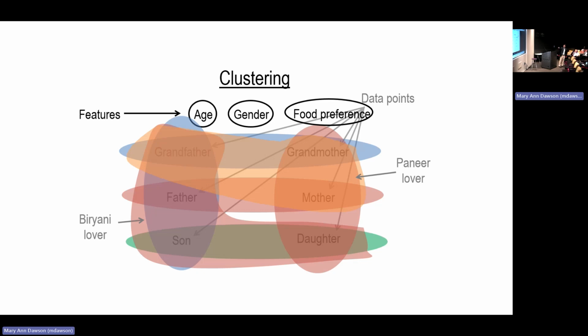How many features? 3 features. Assume age, gender, and food preference, and assume you have 6 points: grandfather, grandmother, father, mother, son, and daughter. Now you see you are doing the classification on the basis of only one feature. Forget about multiple features. How many classes can you expect? 3 classes, because now I'm talking about age, and it is expected grandmother and grandfather will be close to each other. So basically what you are doing is trying to put the points which are close to each other in the same group. That is called clustering or partitioning, right?